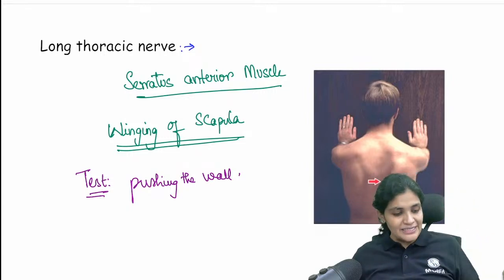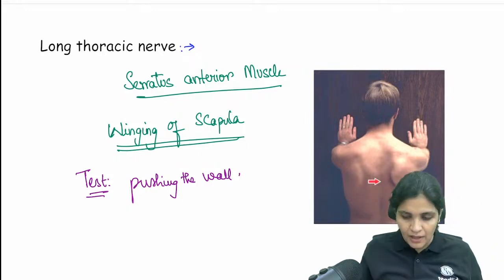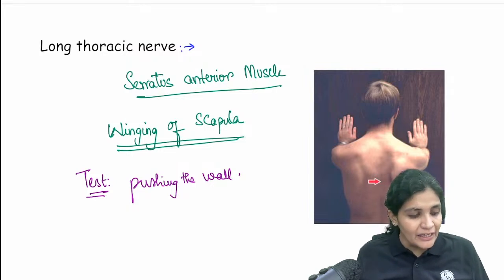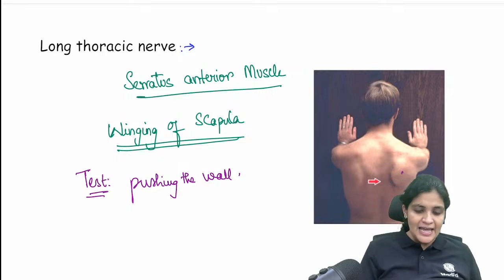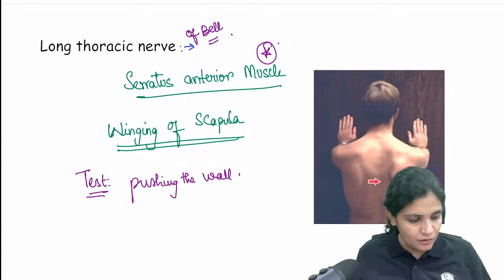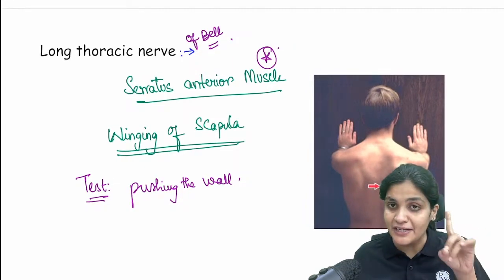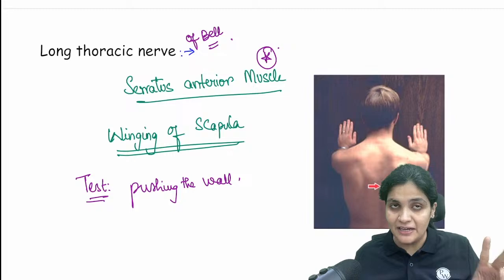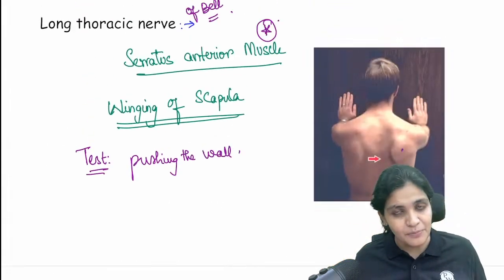So whenever there is a weakness in the serratus anterior muscle, you will ask the patient to push the wall as if he is pushing the wall. And then what will happen? The medial border will be prominent. This is called winging of scapula, and this is mainly for the serratus anterior muscle testing, which is called the long thoracic nerve of Bell, right? So that is about the long thoracic nerve of Bell. Spinal accessory we have discussed, that is shrugging of shoulders. Then we have discussed long thoracic nerve, that is for serratus anterior, which is called winging of scapula. How do you test it? You test it with pushing the wall.